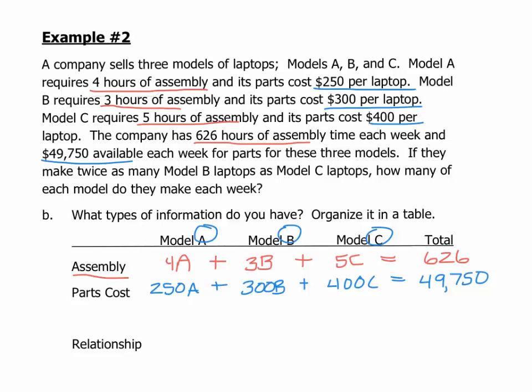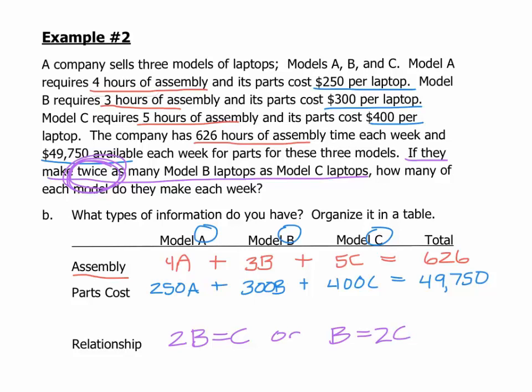If I read back through my description of my problem, you'll notice that I have this other statement here that tells us if they make twice as many Model B laptops as Model C laptops, that gives us a relationship between our Model B laptops and Model C laptops. If we think about that relationship, when we see this word twice, many of you are probably thinking, oh, hey, I'm going to multiply by 2. But the question is, do I multiply 2 times B, or do I have B equals 2 times C? We have to figure out which equation is correct.